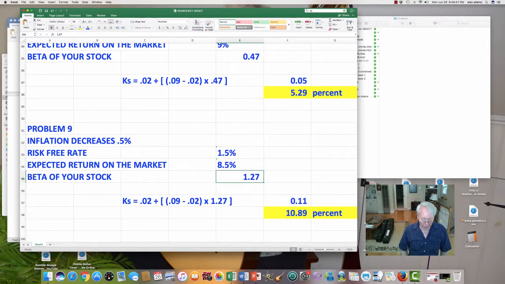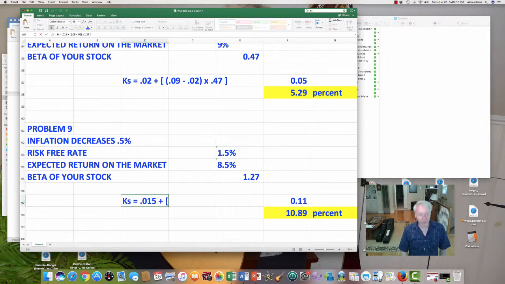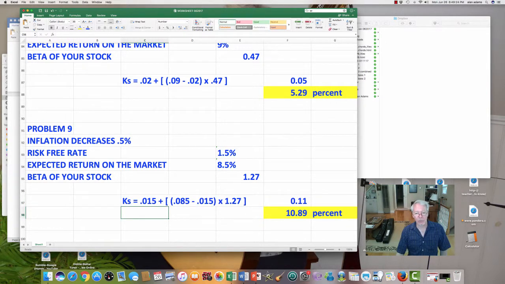What is the beta of my stock? I'm continuing to use 1.27 as my beta because I reset this to problem number 6. So I come down here and modify my math so that instead of 0.02, it's going to say 1.5%. Instead of 9%, my market return will be 8.5%. And once again, my risk-free rate is 1.5%. So I change every instance in which a number was affected by a decrease in inflation. So that's my new and improved equation. Let's math it out and see what we get.